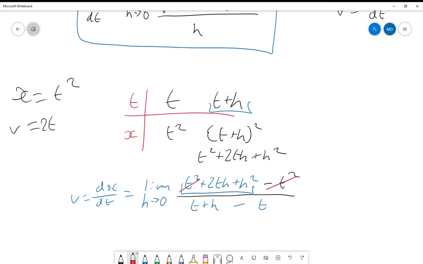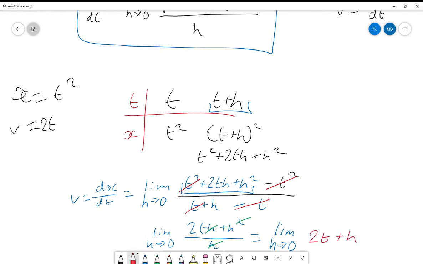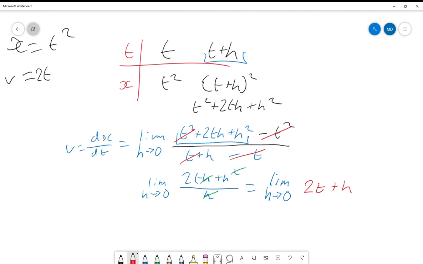That t squared cancels with this minus t squared, that t cancels with that, and we're left with the limit as h tends to 0 of 2th plus h squared all over h, which is equal to the limit as h tends to 0 of, factoring out this h and doing some cancelling, 2t plus h. And then as h tends to 0, that's equal to just 2t. And so our velocity is 2t, regardless of what's going on.